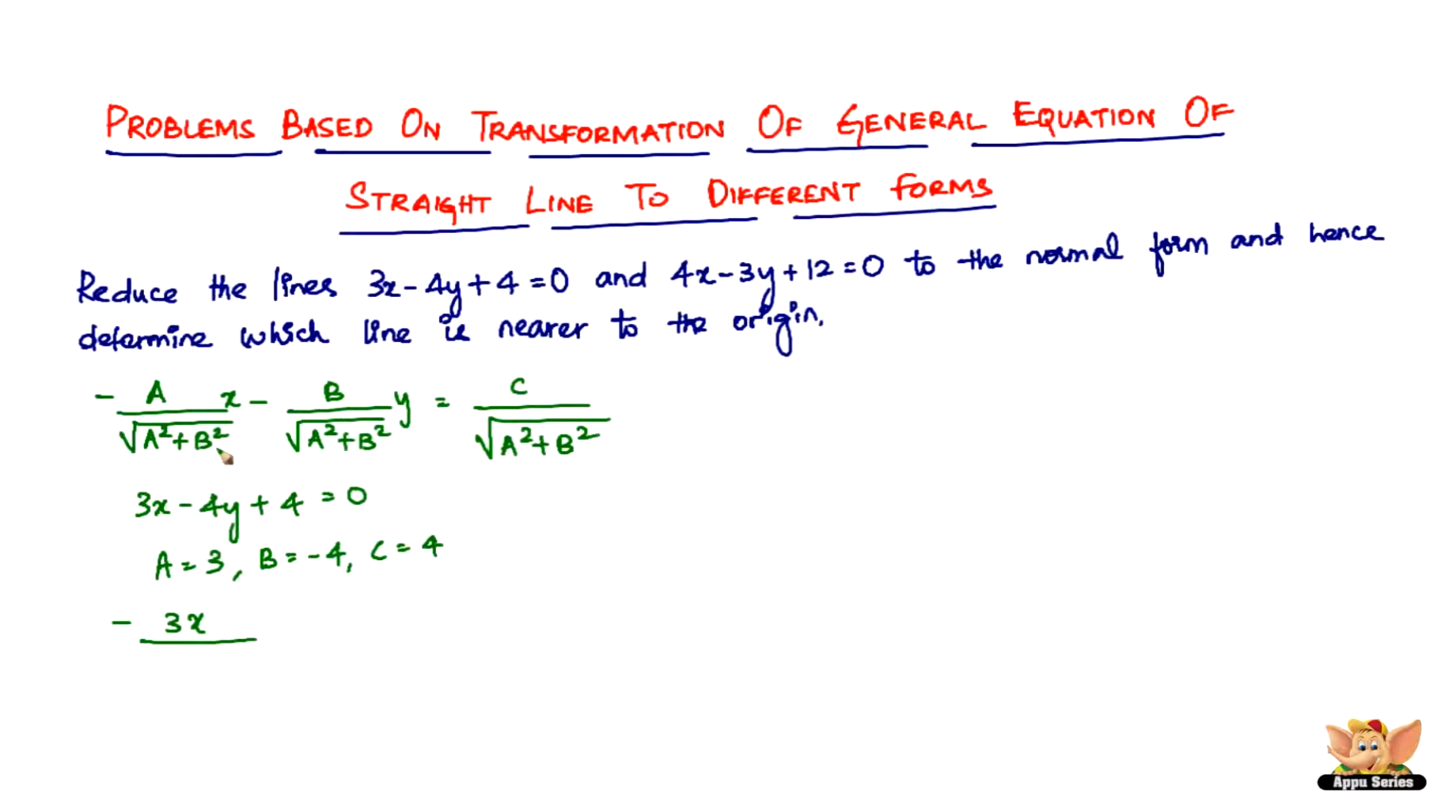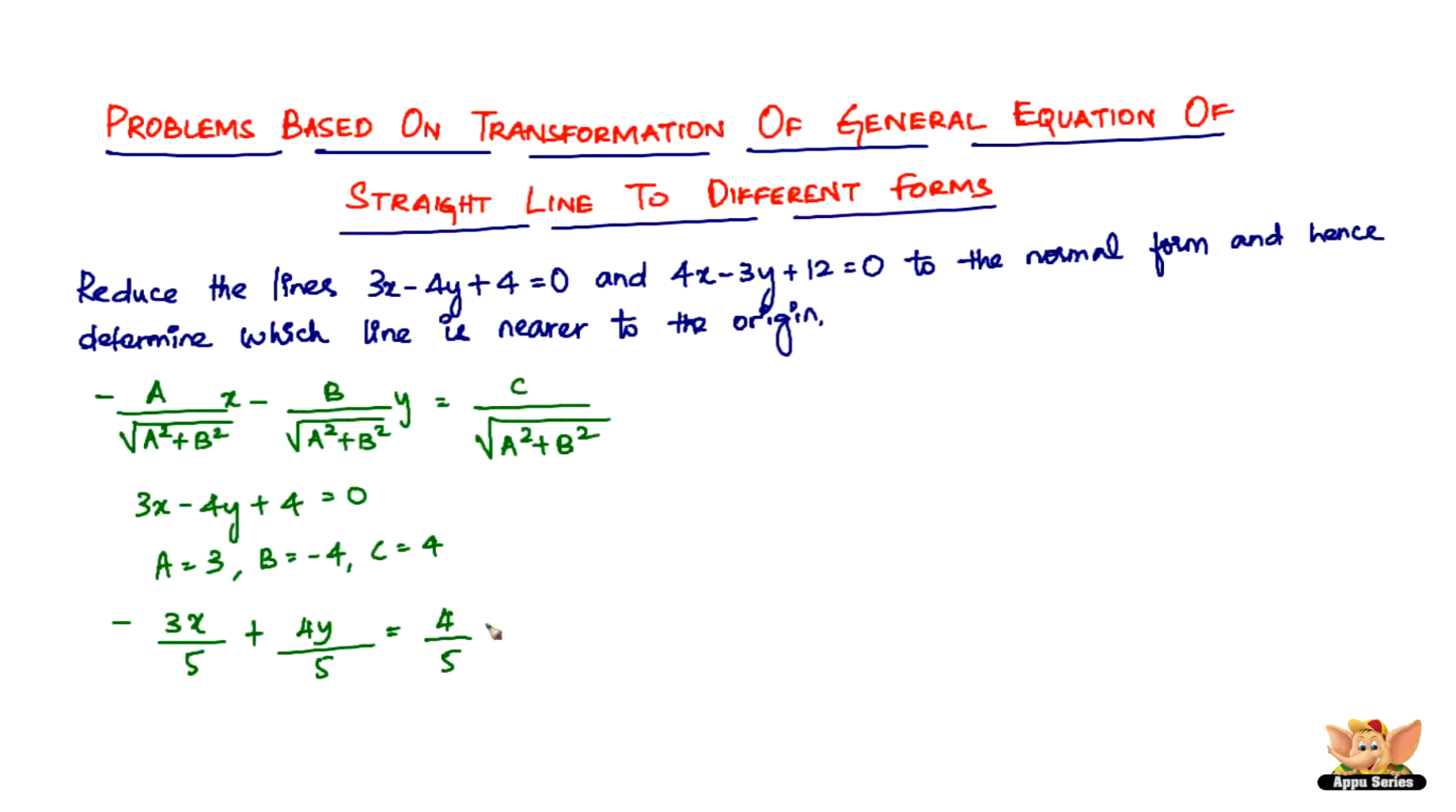I'm not going to go deep into the solving of these because it's simple mathematics. I'll just orally tell you what is done and then write down without really writing this step. So it'll be 3 square plus 4 square, which is 9 plus 16, which is 25. Square root of 25 is 5. So it'll be minus 3x divided by 5. Minus b is minus 4, so it'll be minus of minus 4, which will be plus 4y divided by 5, equal to c. c is 4, so it'll be 4 divided by 5 again.